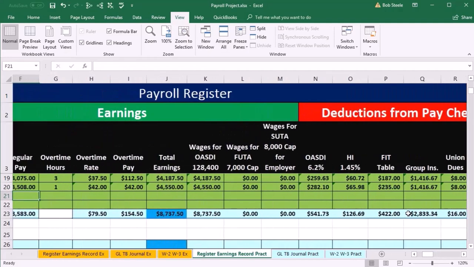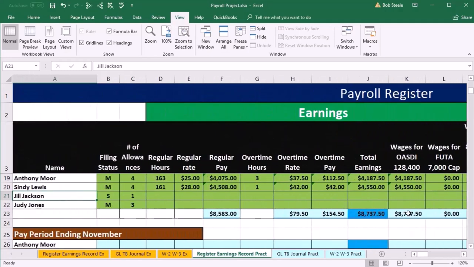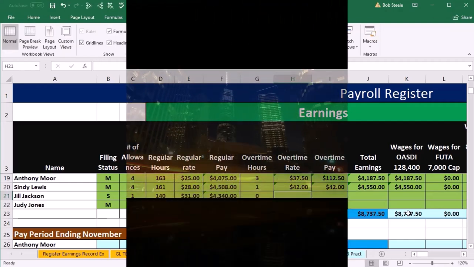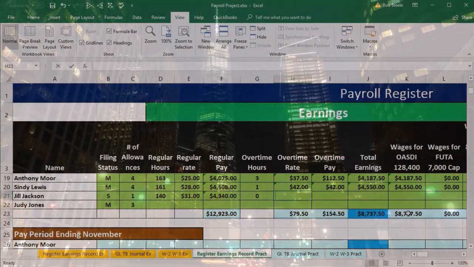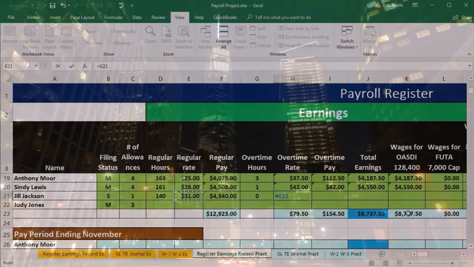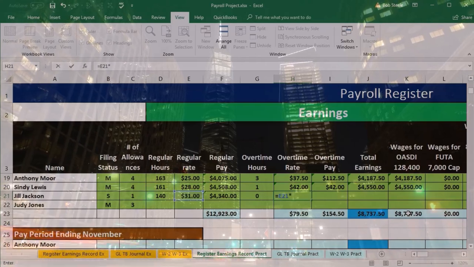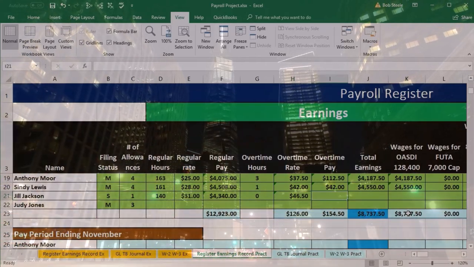Back to the next data, next individual, next employee, Jill. We're going to say Jill, same status, 140. The rate is 31. Multiplying this out equals left, left, times left once, tab. Overtime, 0, tab. Overtime rate equals left, left, left to the regular rate times 1.5, tab.